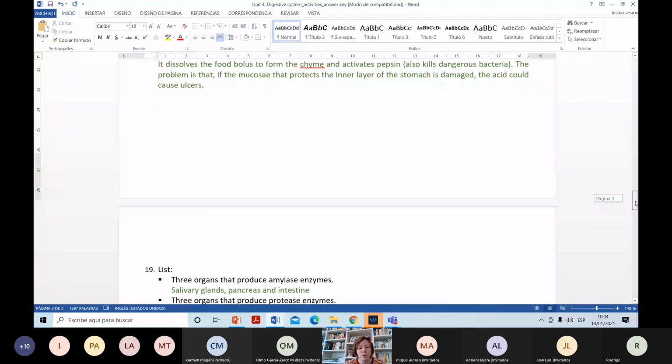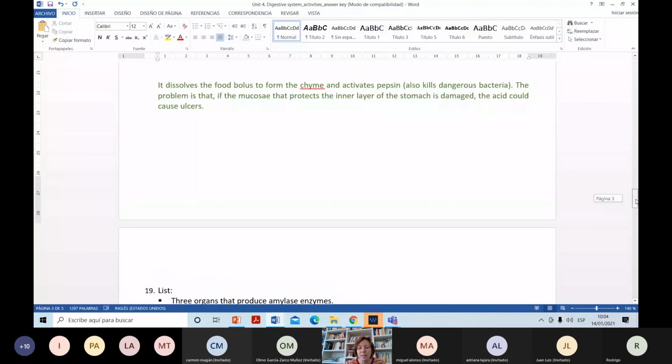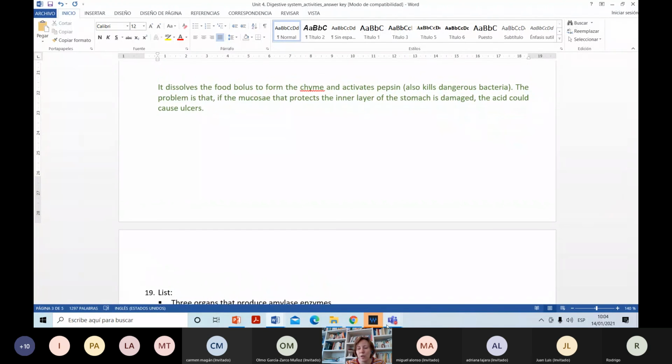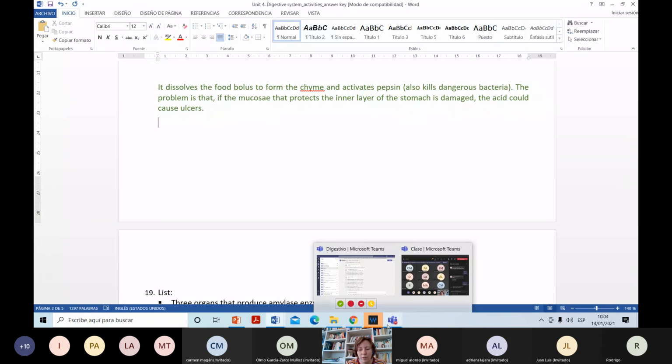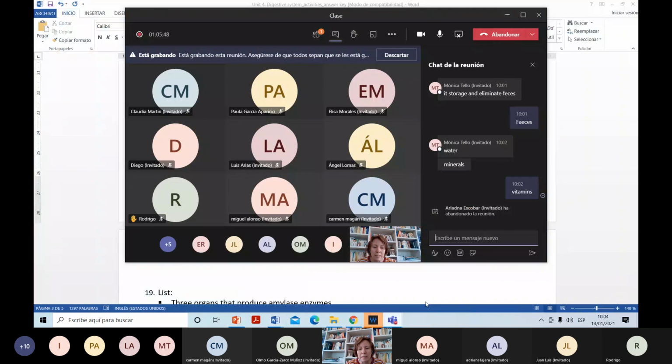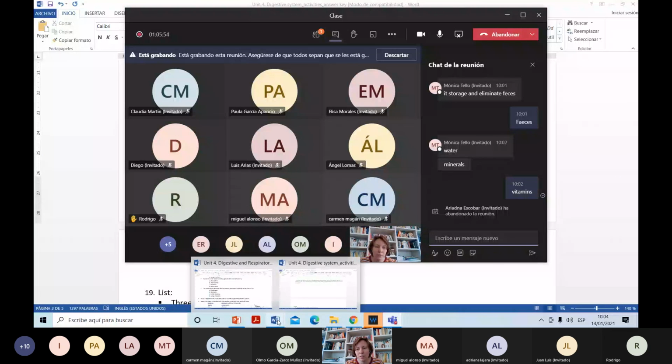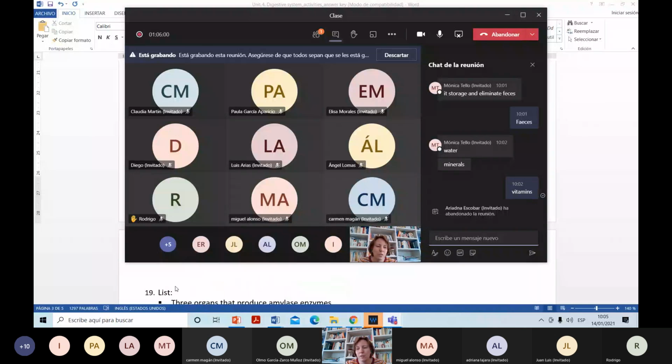So what is going to be your homework? Just activity number 19. I don't want you to do anything else. Bueno, supongamos que la 19 is the one that says list 3 organs to produce amylase, que no tengo muy claro que se hayan cambiado los números, ¿vale? The one that says list 3 whatever, 2 whatever, that's your homework for the following day, for tomorrow, ¿ok?